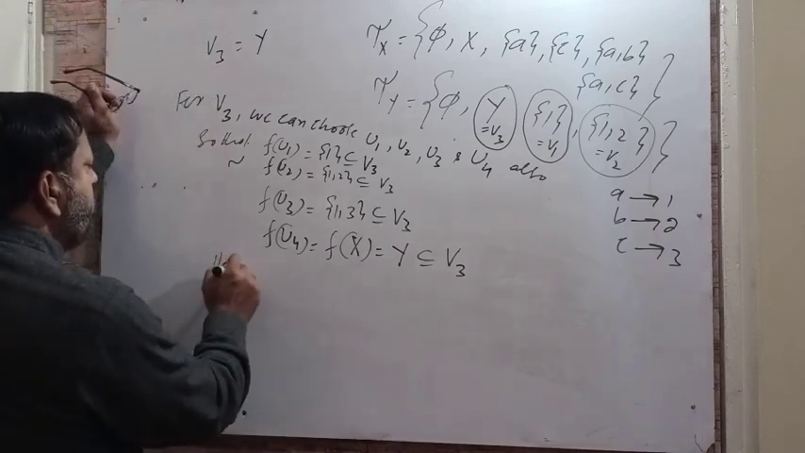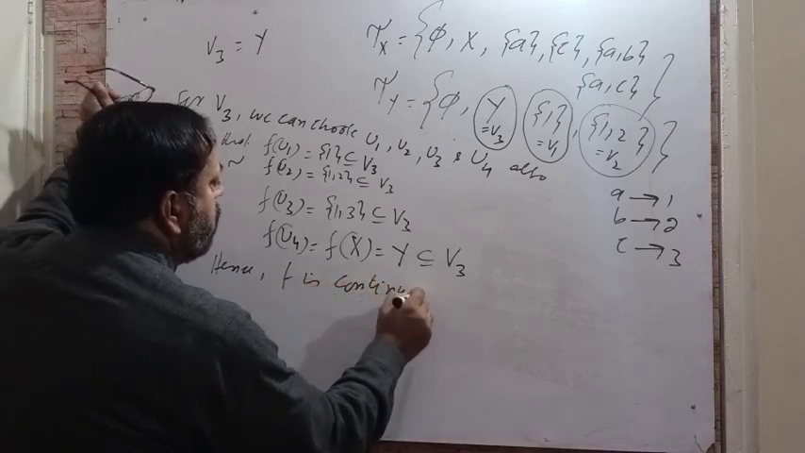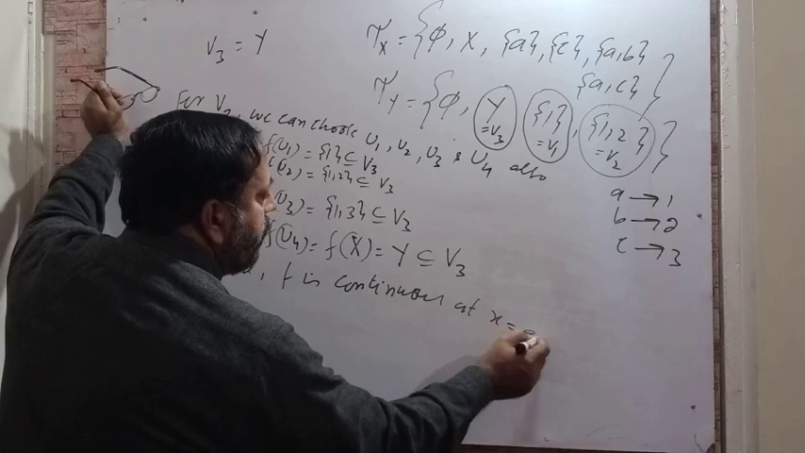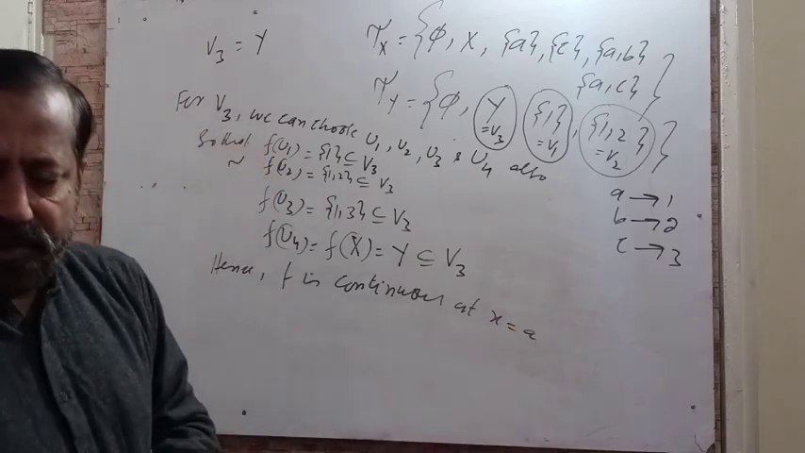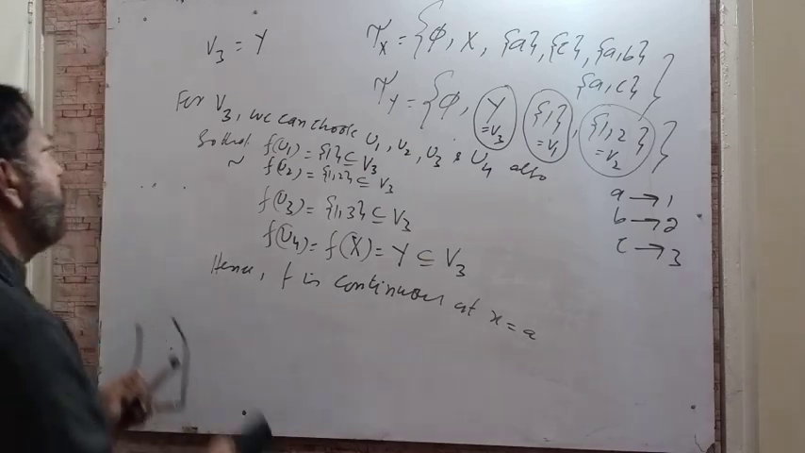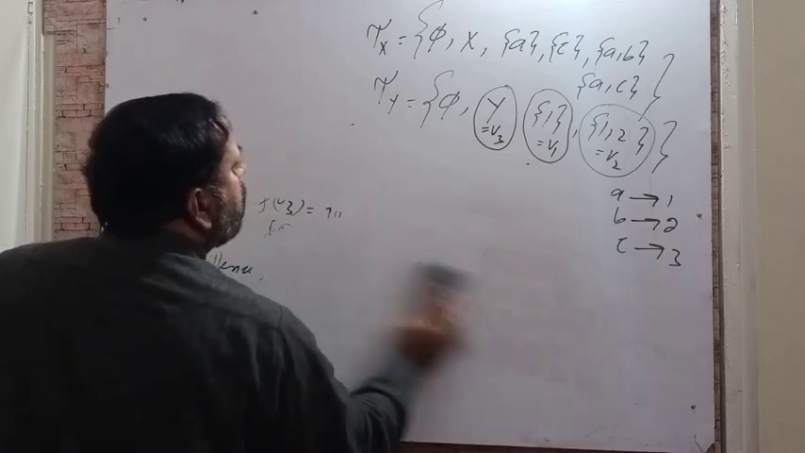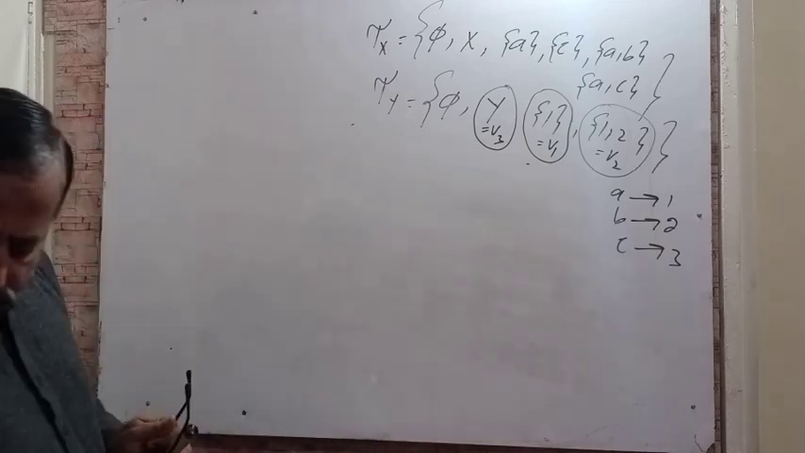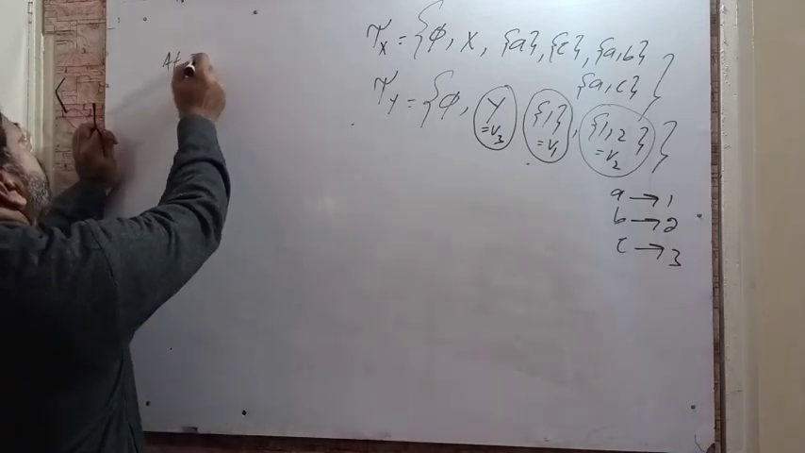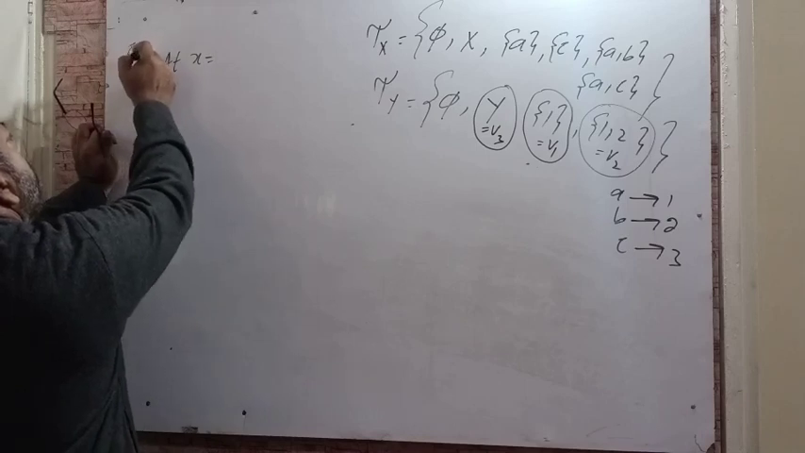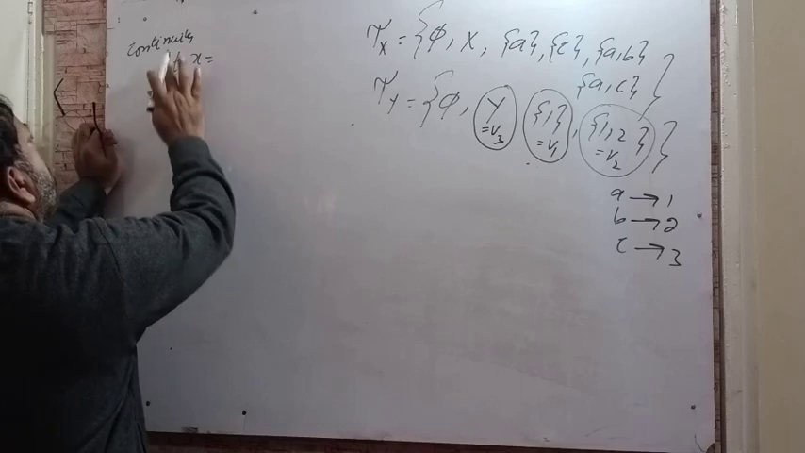Hence f is continuous at x equals a. Now we will check continuity at x equals b. Then we will check continuity at x equals c. Okay. Now at x equals b, continuity at x equals b.